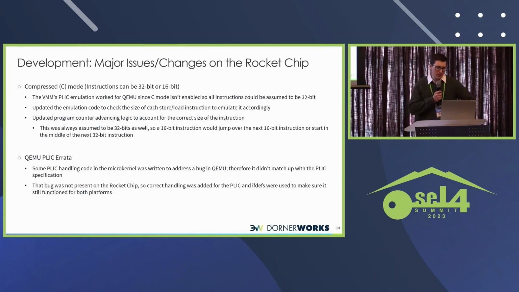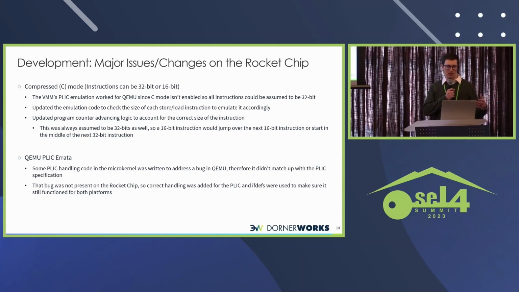We ran into two major issues with this port, and neither of them was especially hard to solve, but they were quite hard to figure out that they were the problems, which is classic engineering. Probably the biggest issue was that QEMU did not implement compressed mode, which is basically like ARM's Thumb mode. It allows you to do a mix of either 32-bit instructions or 16-bit instructions. In the original implementation, it was assumed that all instructions were 32-bit.